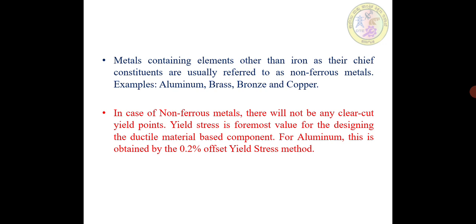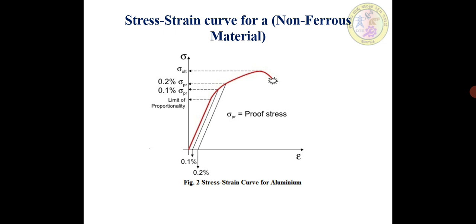In case of non-ferrous metals, there will not be any clear-cut yield points. That is the difference between mild steel, that is ferrous metals, and non-ferrous metals. Yield stress is the foremost value for designing ductile material based components. For aluminum, this is obtained by the 0.2% offset yield stress method.